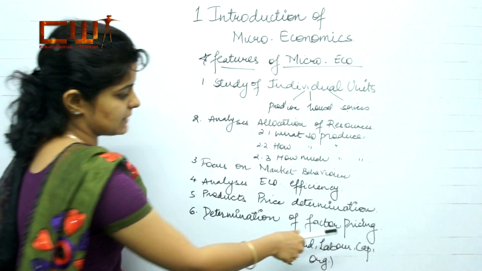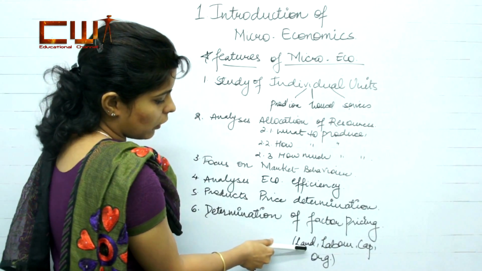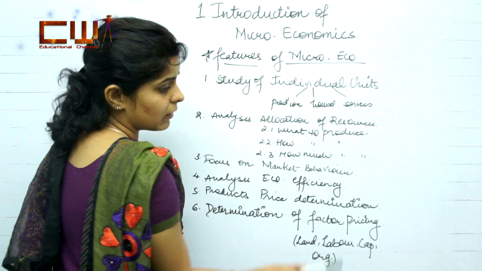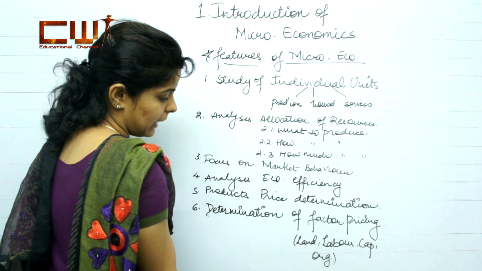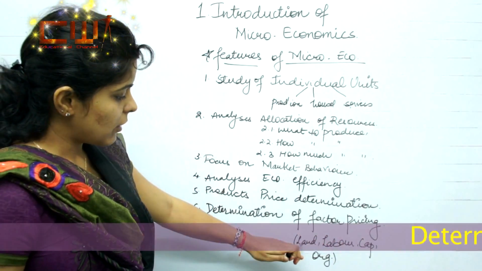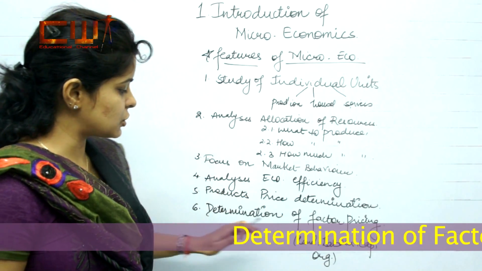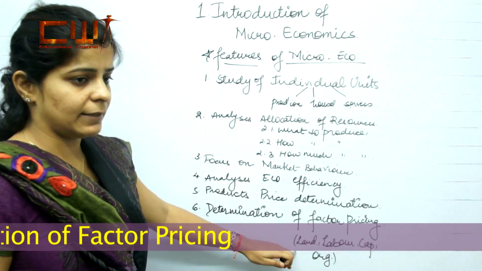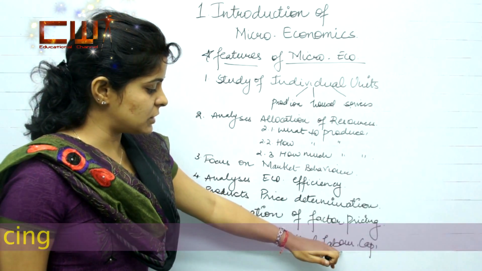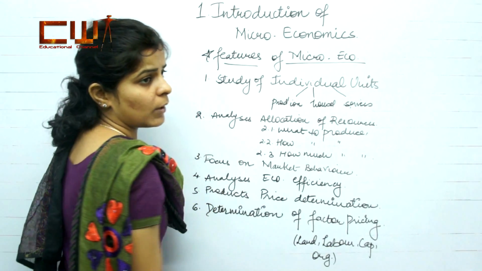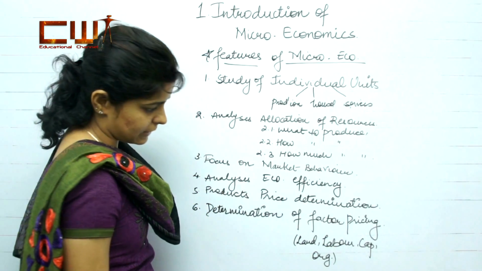Determination of factor pricing means how you will price. What you are going to pay for land? Rent. What you are going to pay for labor? Wages. Capital? Interest. Organization? Profit. Right? So you have land, labor, capital and organization. You will determine how much rent you have to pay for the land that you are using. How much wages will go to the labor. Next you will see how much interest you are paying on the capital that is invested in the business.